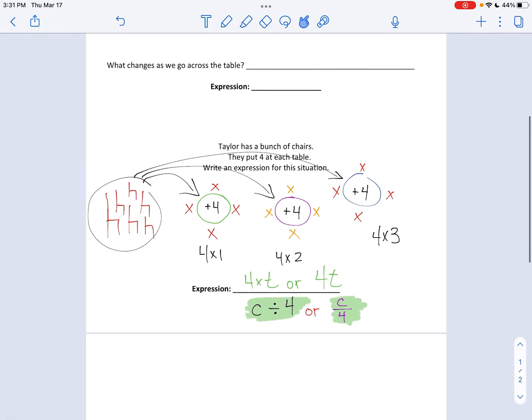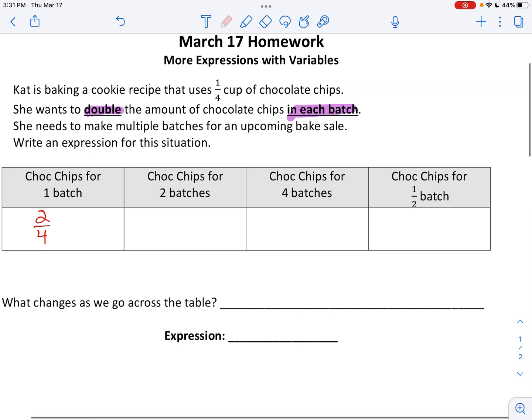All right. Try your best on this top problem. Be really careful on the last one. I'm trying to be tricky. Chocolate chips for half a batch, right?